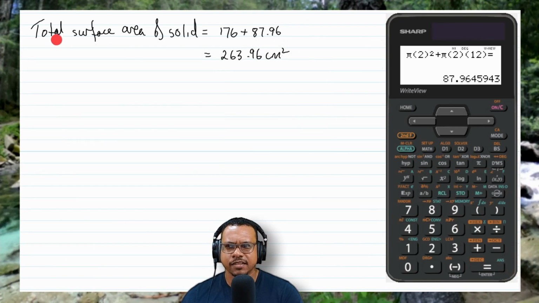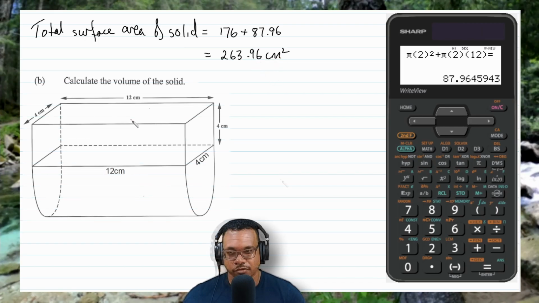All right, so here we have that the total surface area of the solid will be the 176 plus the 87.96, and we get 263.96 centimeters squared. And of course, that's approximated to 2 decimal places. Now for part B, we want to calculate the volume of the solid.